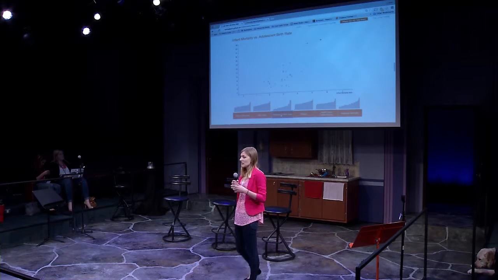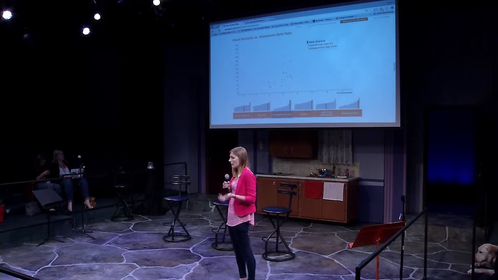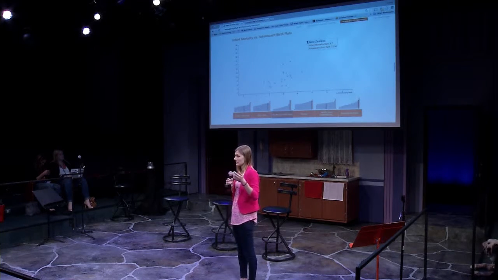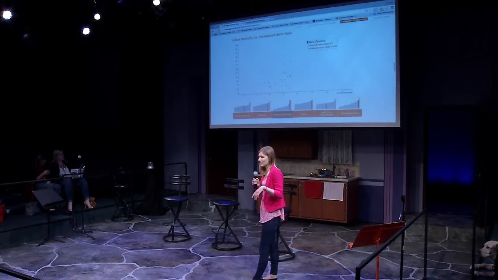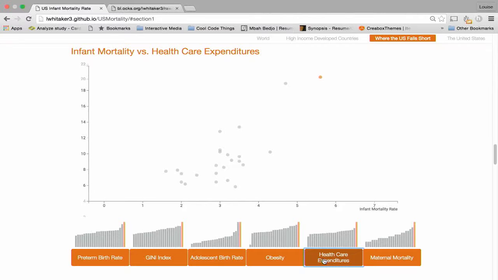Then I looked at the adolescent birth rate, so teen births. It's an issue that we talk about a lot in the United States, and New Zealand is actually one of the other outliers with the United States on this, but as you can see in the bar charts below, it has a lot of similar issues to the United States too. Having the highest adolescent birth rate was also an interesting piece that I found.